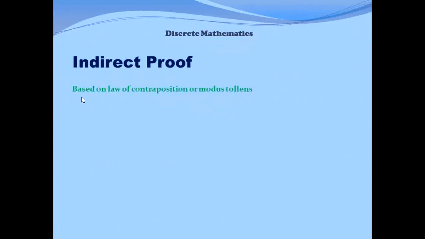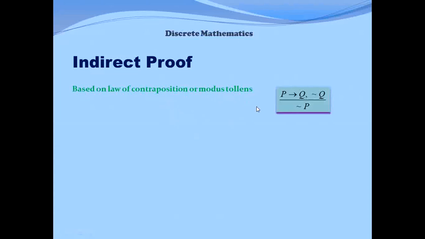Hello guys, today's topic is indirect proof. Indirect proof is based on the law of contraposition or modus tollens. What is contraposition? I have already discussed it in a previous class, but for revision, I am explaining it here.